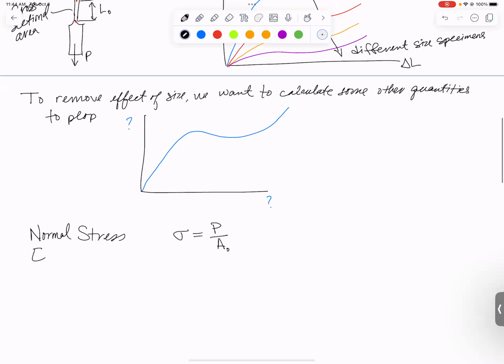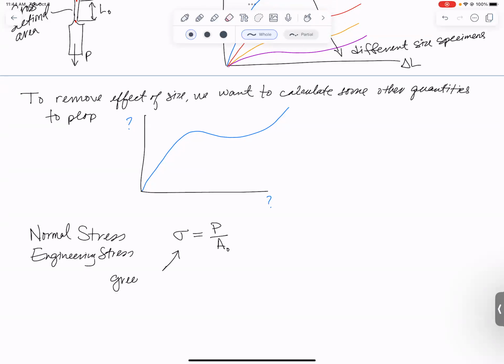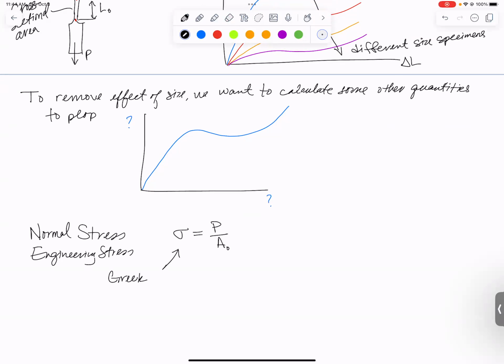This is also sometimes called engineering stress. And I want to remind you that is the Greek letter sigma. It's just like a little O with a tail. Okay, and this A naught, that is the original cross-sectional area.